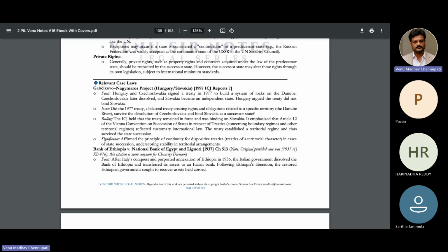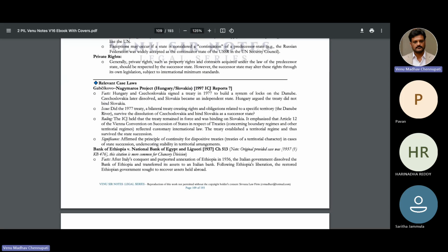Relevant case law: this is Gabčíkovo-Nagymaros Project, which is Hungary versus Slovakia. Hungary and Czechoslovakia signed a treaty in 1977 to build a system of locks on the Danube. Czechoslovakia later dissolved and Slovakia became an independent state. Hungary argued that the treaty does not bind Slovakia. Did the 1977 treaty, a bilateral treaty with obligations related to a particular river, survive the dissolution of Czechoslovakia and bind Slovakia as a successor state?